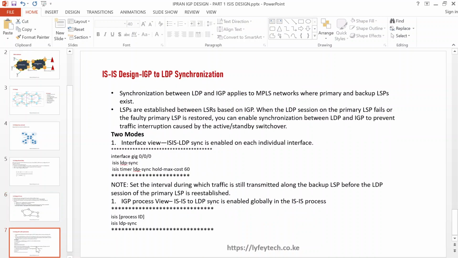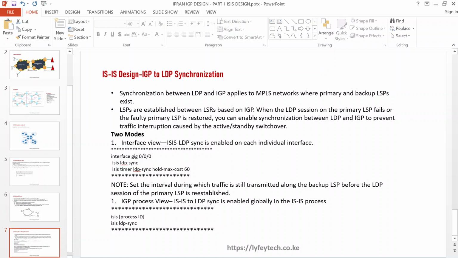Then another thing that we need to focus on is ISIS IGP to LDP synchronization. Remember, if you are running MPLS in your network and then you are using LDP for label distribution, then we need to have some synchronization between LDP and IGP for the normal operation of the network. So when you are using LDP, you need to ensure that before there is switchover, the two protocols, LDP and IGP, are synchronized.